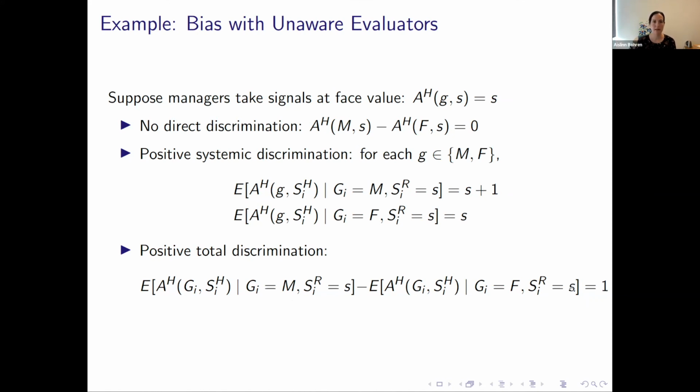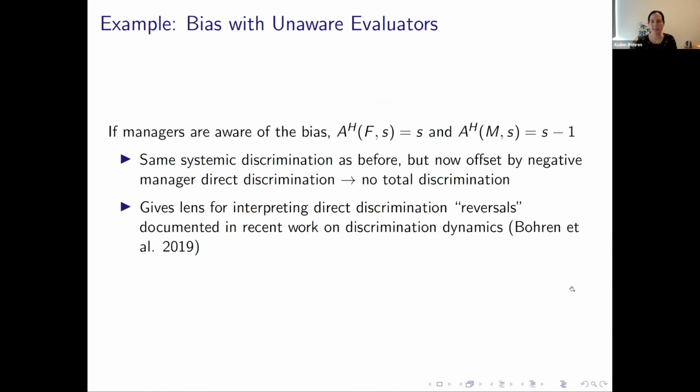In contrast, if managers were aware of the bias, they would actually directly discriminate in the opposite direction. They would undo the inflation of the male workers' signals and offer them a wage of S minus 1 when they observed a forecast of S, whereas they would just, again, offer a wage of S when they observed a forecast of S for group F. And so this would have the same systemic discrimination as before, but now it's going to be offset by the negative manager direct discrimination, which leads to no total discrimination. So in other words, in order to undo earlier systemic discrimination, we needed direct discrimination in the opposite direction here.